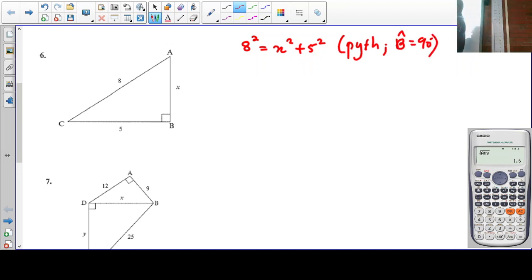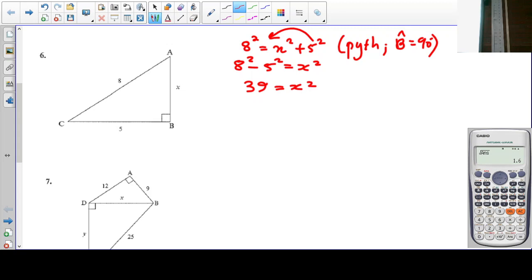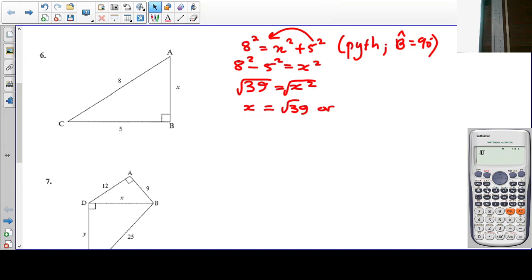Okay. So what do I do now? Take the 5 over. So what do I get? 8 squared minus 5 squared is equal to x squared. Not so? So what is 8 squared minus 5 squared? 39. Now what? Square root both sides. So x is equal to the square root of 39, which gives you 6,24.